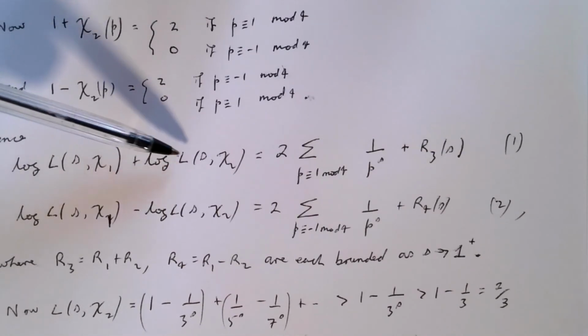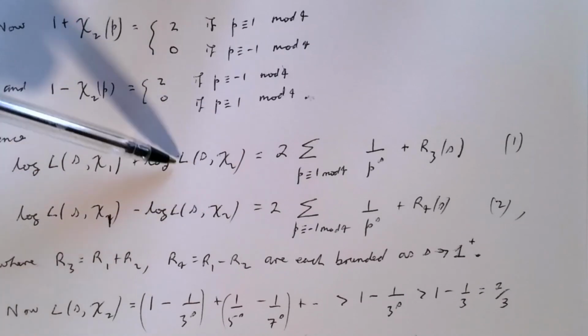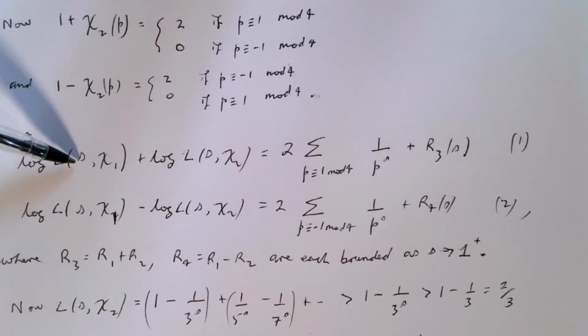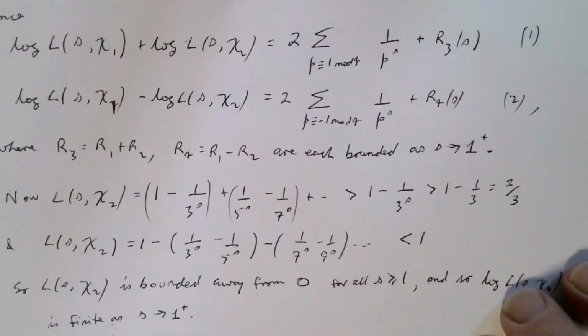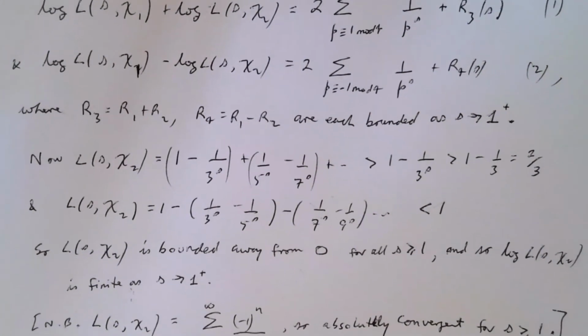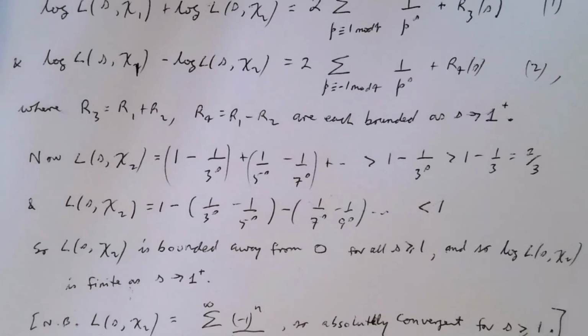So we need to show that L(s, χ2) is bounded away from 0 as s goes to 1, and we need to show that L(s, χ1) diverges, that this goes to infinity, and therefore so does its log as s goes to 1. So that's the next part of the story. To do that, I'm going to use some fairly ad hoc methods here with these sorts of examples. We'll see better ways of doing this later.